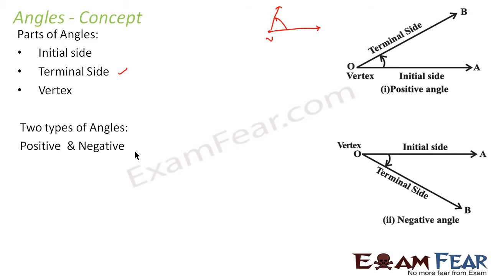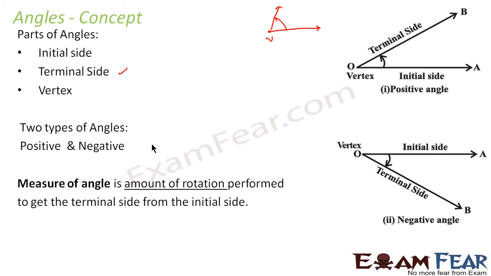One is a positive angle and the other is a negative angle. If you are rotating in this direction, that is the anti-clockwise direction, you get a positive angle. If you are rotating in this direction, the clockwise direction, you get a negative angle. So mathematically, the measure of an angle is nothing but the amount of rotation performed.